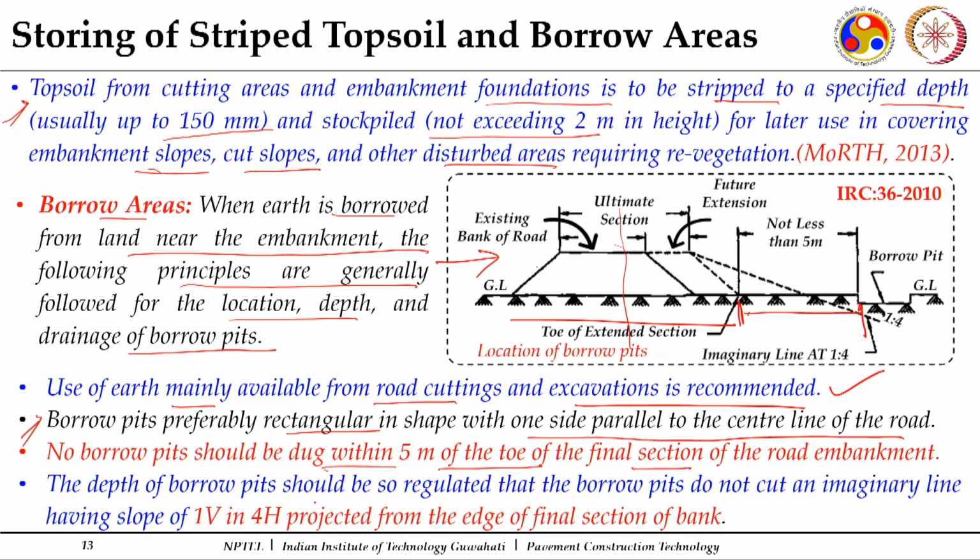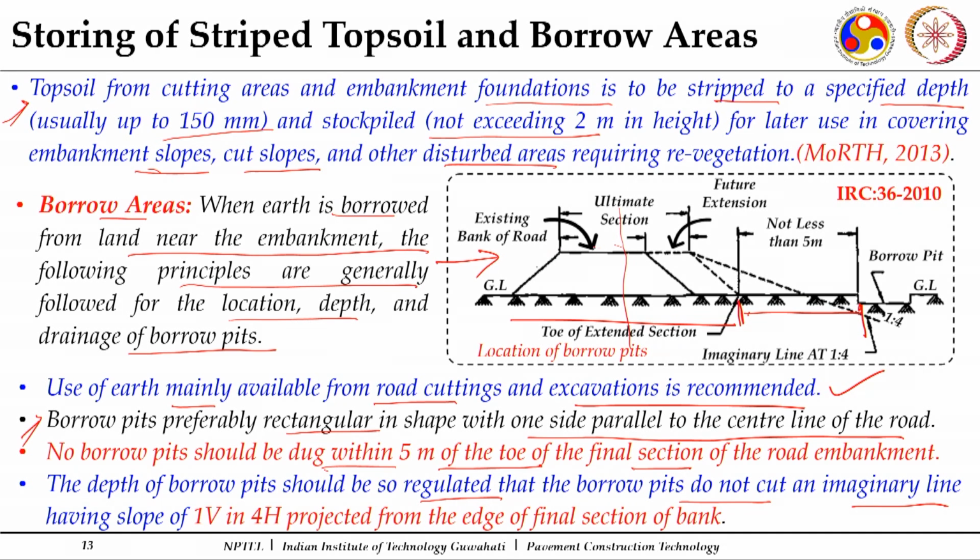The depth of the borrow pit should be so regulated that the borrow pits do not cut an imaginary line, and the other aspect is the slope. The edges should be in such a manner that if we draw an imaginary line with a slope of 1:4, then it should not cut the borrow area. So, this is an imaginary line.